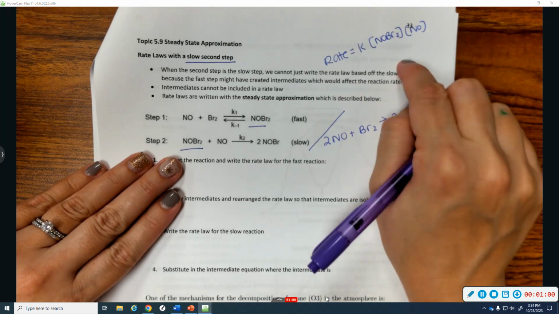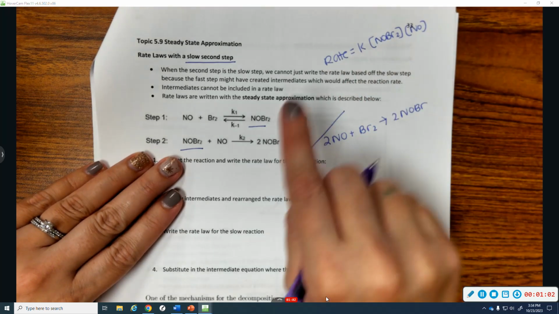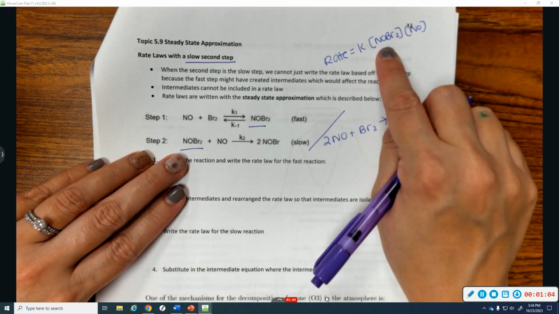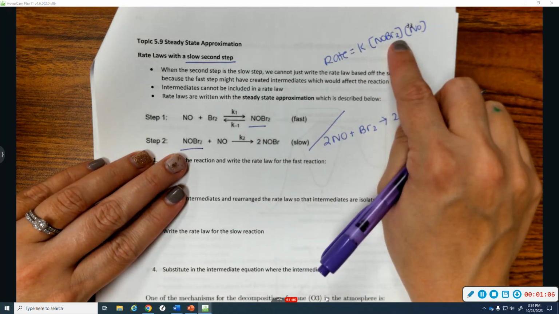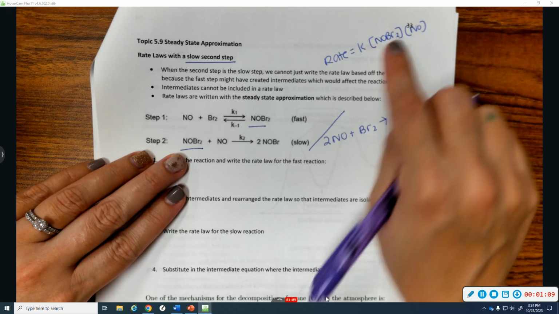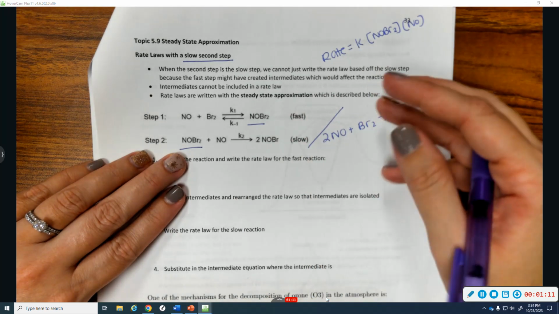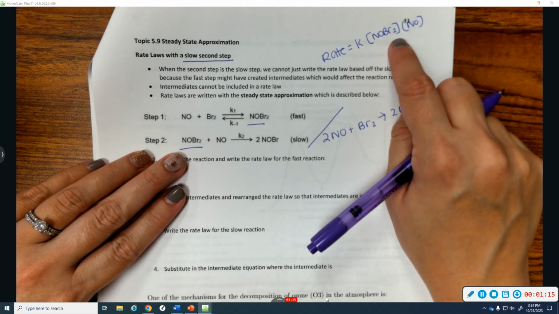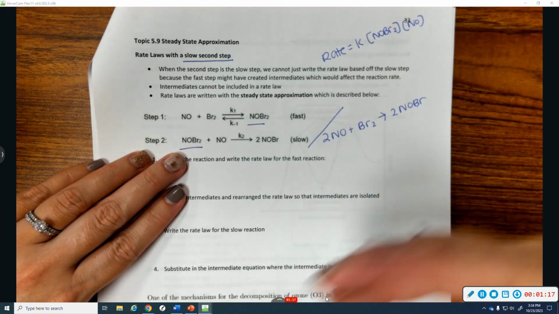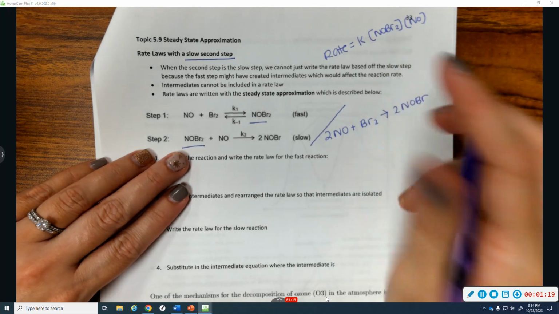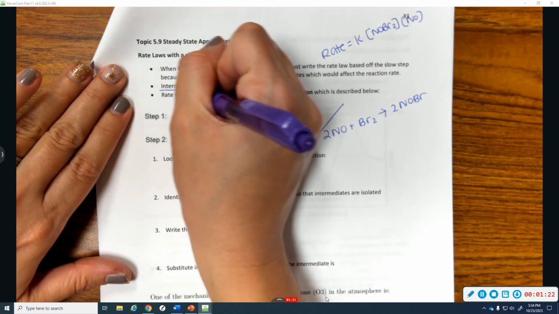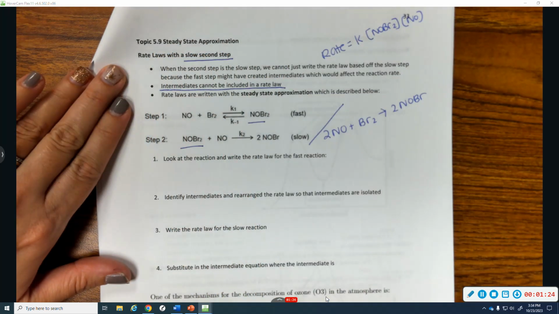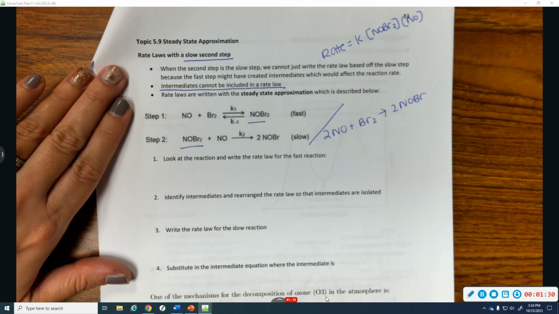This is a problem though, because NO(Br2) is an intermediate. I cannot control the concentration of an intermediate because it's not a reactant. Rate laws should only have reactants in them. Intermediates are often unstable. We can't control their concentration. They just cannot be included in a rate law. And so instead, we have to do what's known as the steady state approximation.